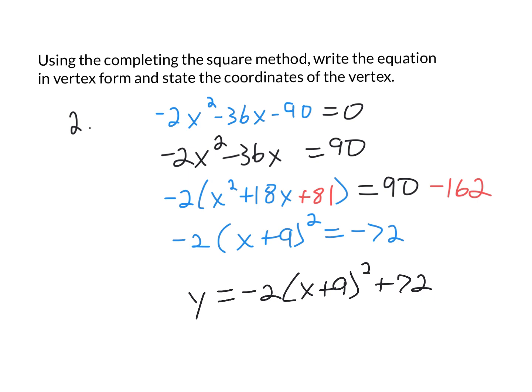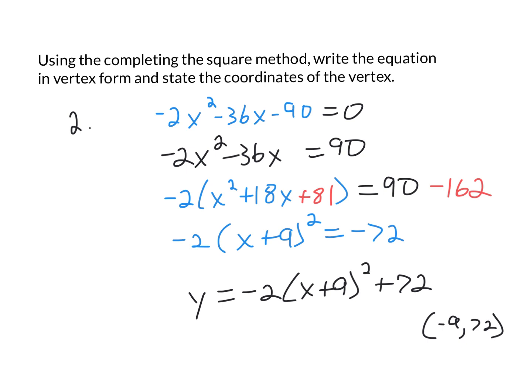Okay, so that's our vertex form, and then let's go ahead and be sure we understand what the vertex is from this form. It's going to be the h, k, but remember it's x minus the h, so that's going to be -9 and then 72. So the vertex would be at -9, 72. Now, obviously, the purpose of this video was to take this standard form and write it in vertex form.